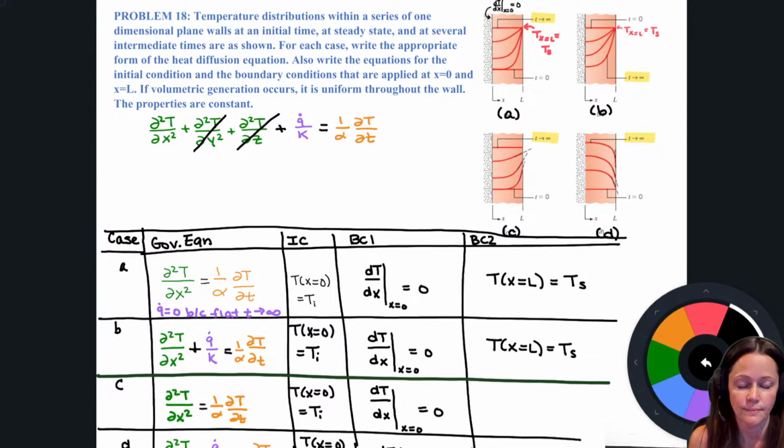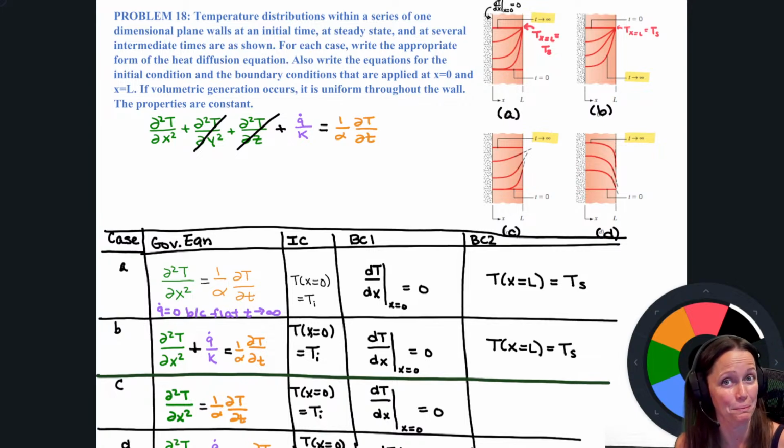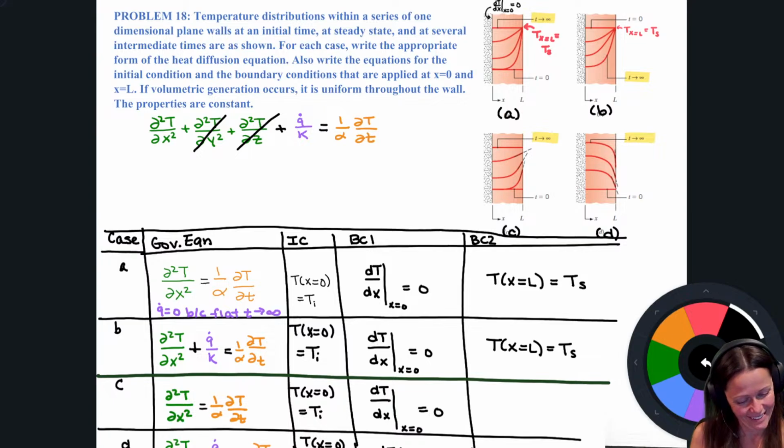All right. I think we're about ready to call it a day. We're going to get the other two boundary conditions and then we're going to be done, okay? Okay.